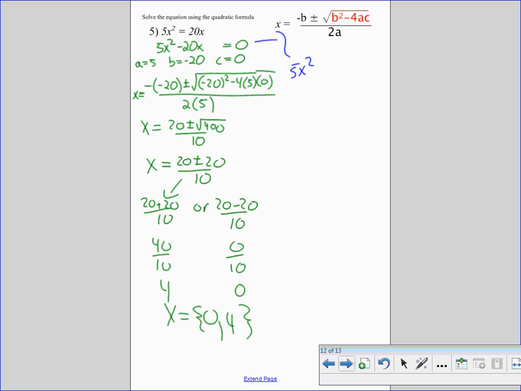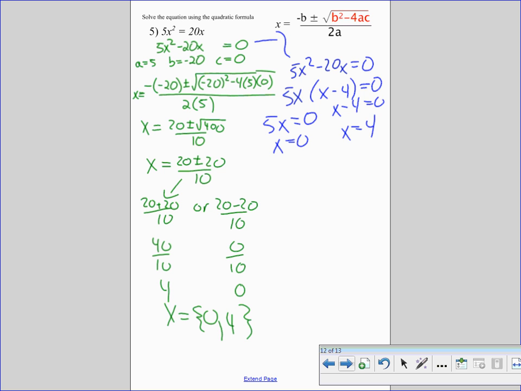5x squared minus 20x equals 0, and I factor out a 5x, and I can use the zero product property, either 5x equals 0, in which case x equals 0, or x minus 4 equals 0, in which case x equals 4. And my solution set is 0, 4, because if there's no c term, it's very, very easy to solve by factoring.